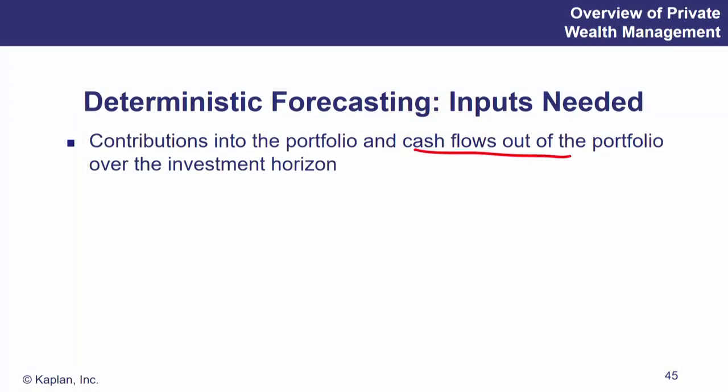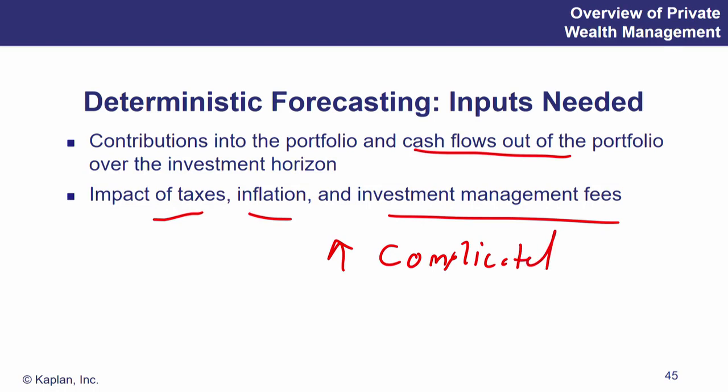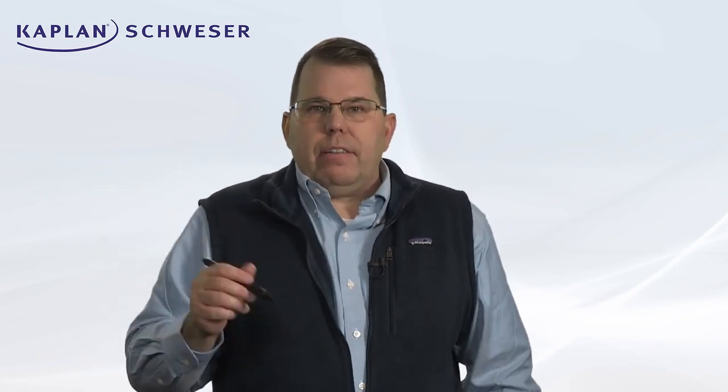Okay, so what are some other inputs that you need? Well, what are the cash flows into and out of the portfolio? I have money coming in, I have money coming out. I need to know these. Taxes, inflation, investment management fees. Again, you notice this is getting more complicated, and there are more variables. That's why people move from deterministic to Monte Carlo simulation. We can handle taxes and what if rates go up and inflation and fees. We can handle all of that, and it also calculates probabilities.